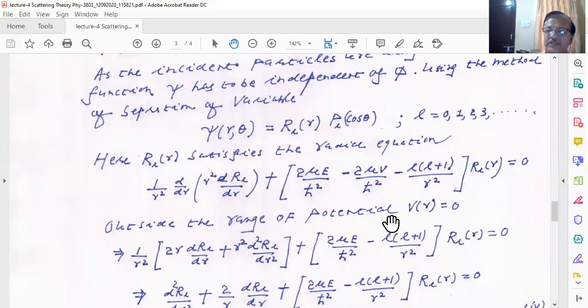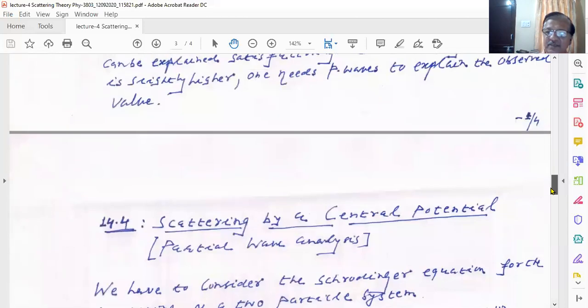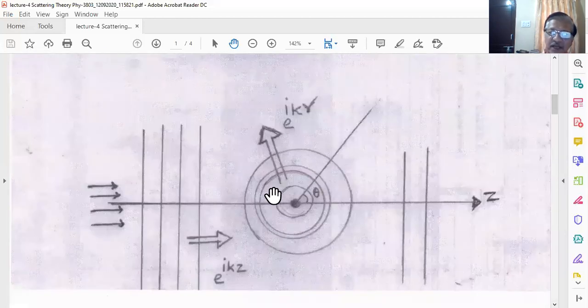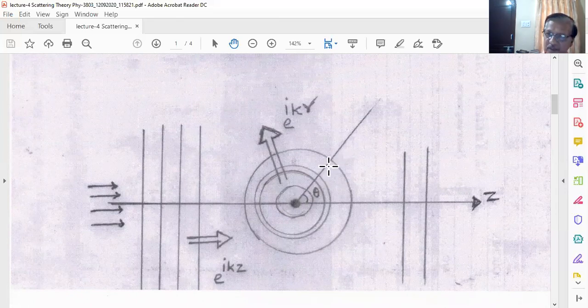So outside the range of potential, this is very important. This is the range of potential. If you consider a sphere of radius r0, this is basically considering the range of potential. But if your particle is outside the range of potential, it does not experience any potential, right? So in that case, V of r is zero.